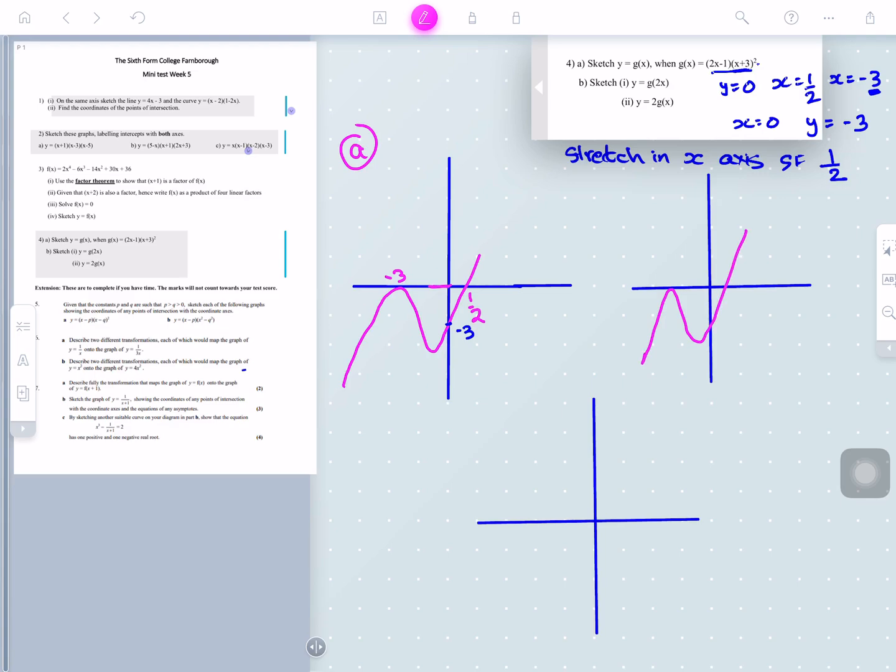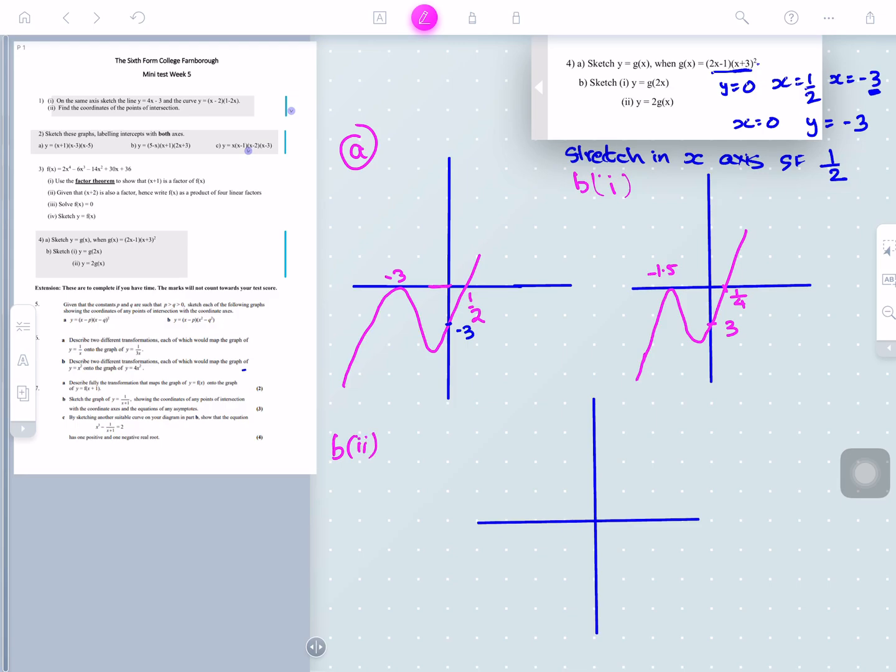So that will be minus 1.5. The y coordinate will stay as it is, and half of a half is a quarter. So that's B part 1. Now, let's do B part 2.